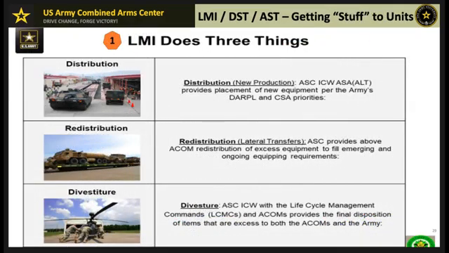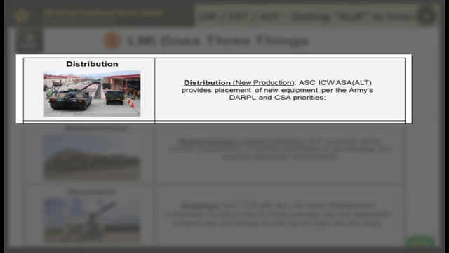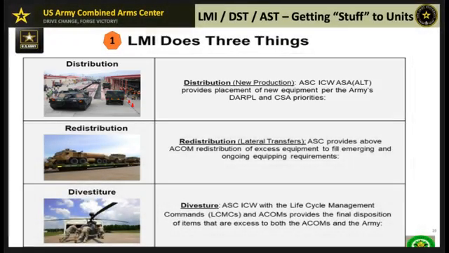The Lead Material Integrator has three core functions for ensuring that equipment is properly managed and delivered to units. The first, distribution. This involves new production. The Army Sustainment Command, the ASC, in coordination with ASALT, oversees the distribution of new equipment based on Army priorities outlined in the DARPL and by the Chief of Staff of the Army. This ensures that new production equipment is delivered to units as part of Army modernization and readiness efforts.